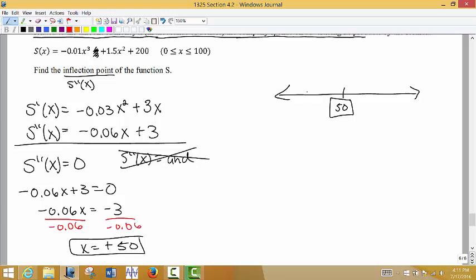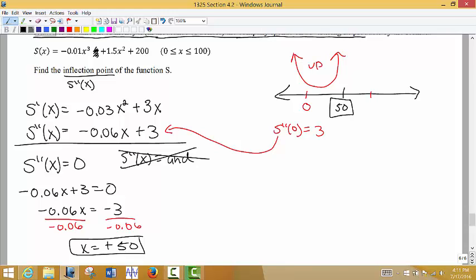So let's pick test values to the left and to the right. Now, you could pick 49 to be to the left of 50, but I'm going to pick something really easy. Just anything to the left of 50. Isn't 0 to the left of 50? Yes, it is. So I'm going to use that. That's a lot simpler to calculate. If I plug a 0 into my second derivative, we get a positive 3. Really nice, really easy. Concave up to the left of 50.